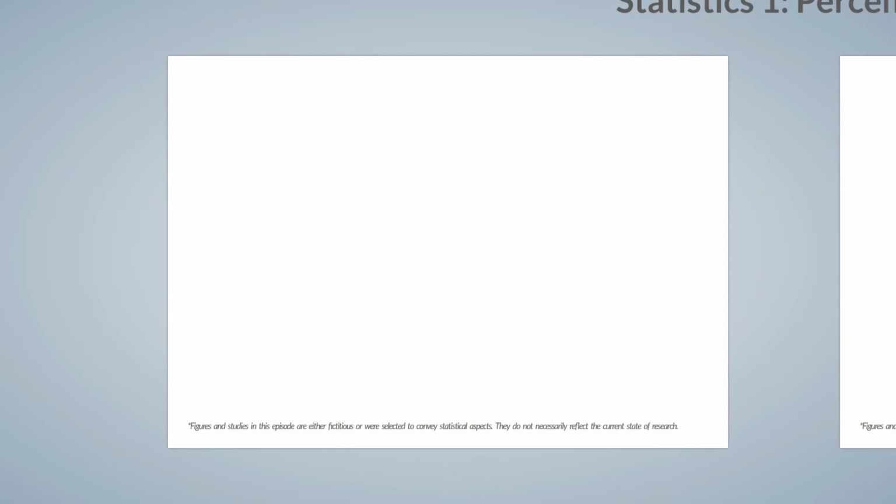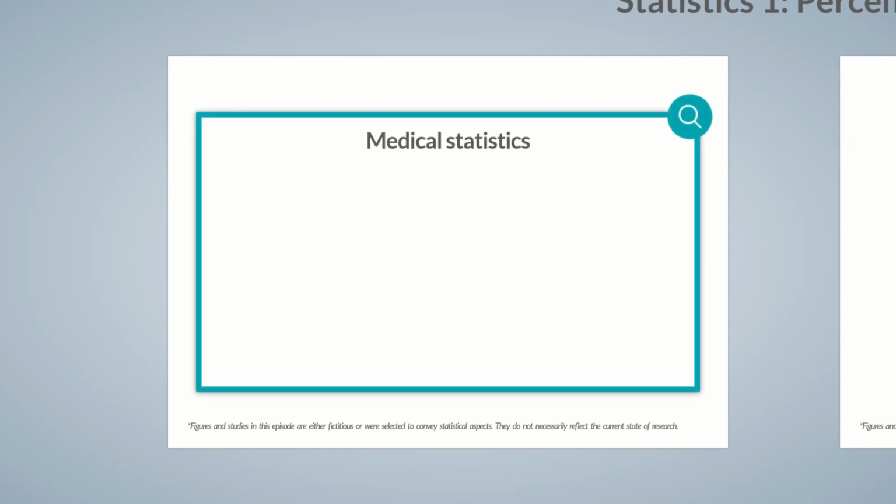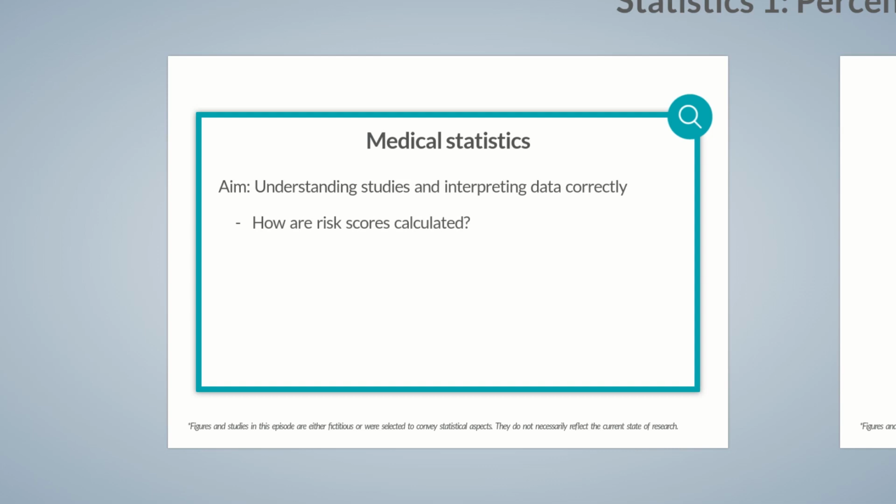Do you often struggle with statistics? In this Chalk Talk series, we'll be providing you with the basics of statistics over several episodes. This will not only help you understand the various types of epidemiological studies, but also enables you to interpret data correctly. Some of the questions that we'll be addressing include: how are risk scores calculated?